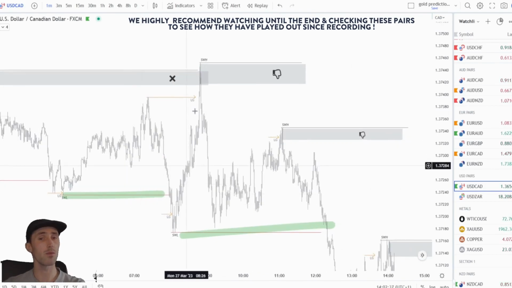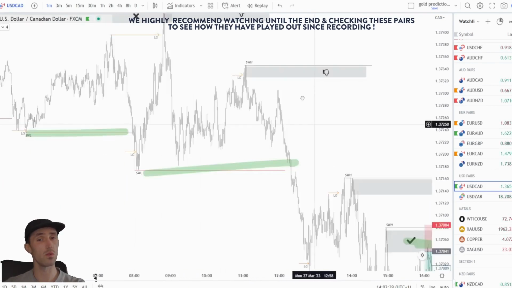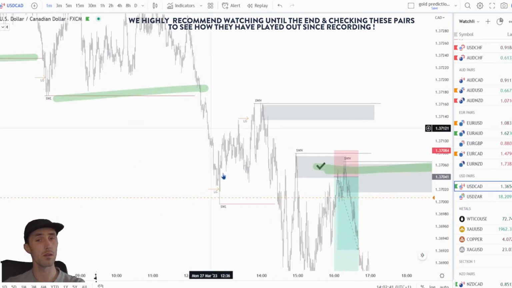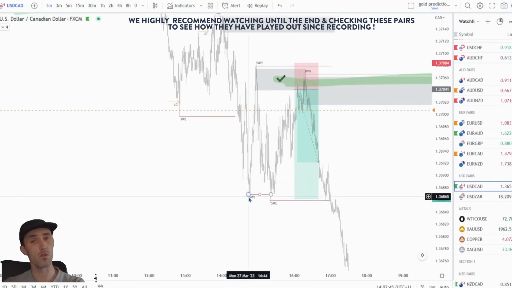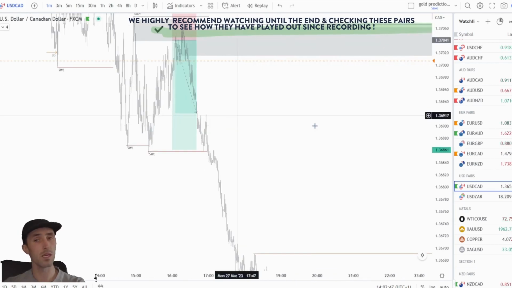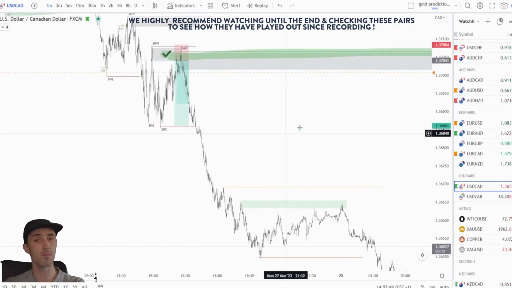And consistently we're aiming for the low to be taken. The low is formed, we aim for the low to be taken. The low is formed, we aim for the low to be taken. Exactly the same as down here.